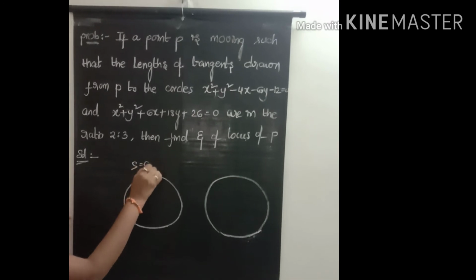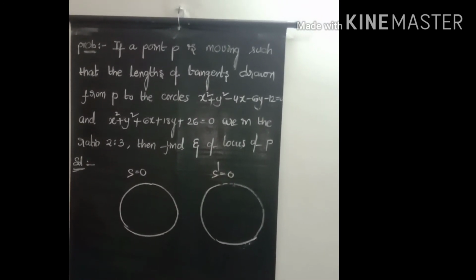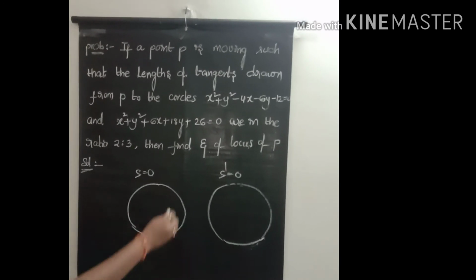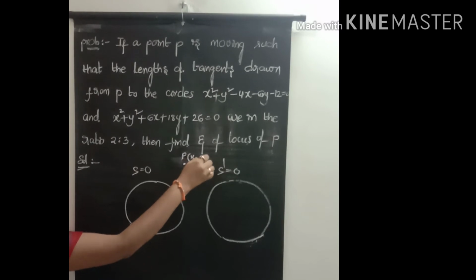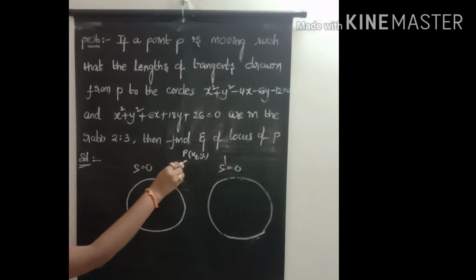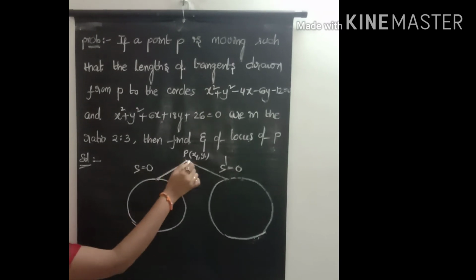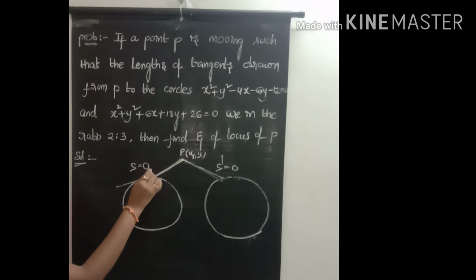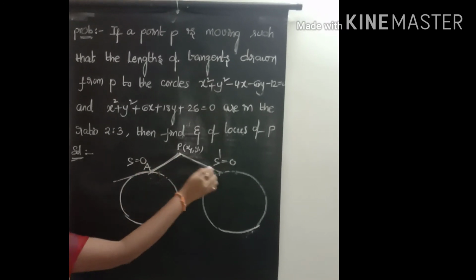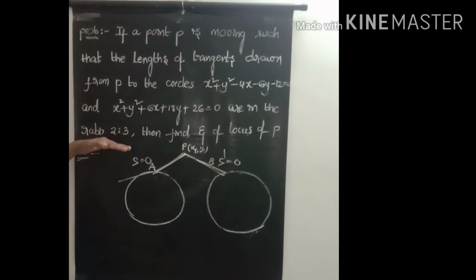Let the first circle be S equals 0 and the second circle be S dash equals 0, and P is a given point (x1, y1). The point P moves such that the lengths of the tangents from P to the two circles are in the ratio 2:3. These are the tangents drawn from P to the circles, PA is the length of the tangent, PB is the length of the tangent.